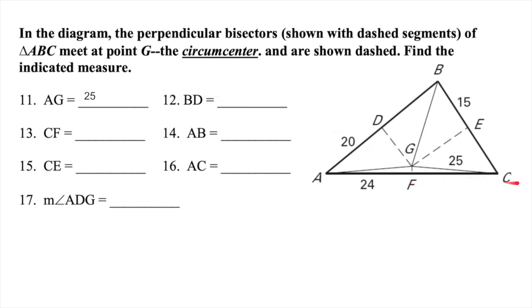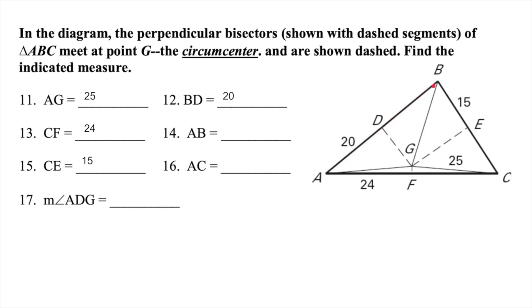The next segment we have to find is CF, and since a perpendicular bisector bisects a line segment, AF is congruent to FC, which means that line segment FC is 24. Next up we have CE, and as previously discussed, a perpendicular bisector bisects a line segment, meaning that BE is congruent to EC, meaning that EC is also 15. Again, BD is simply going to be AD, as a perpendicular bisector bisects the line segment AB. So line segment BD is going to measure 20.